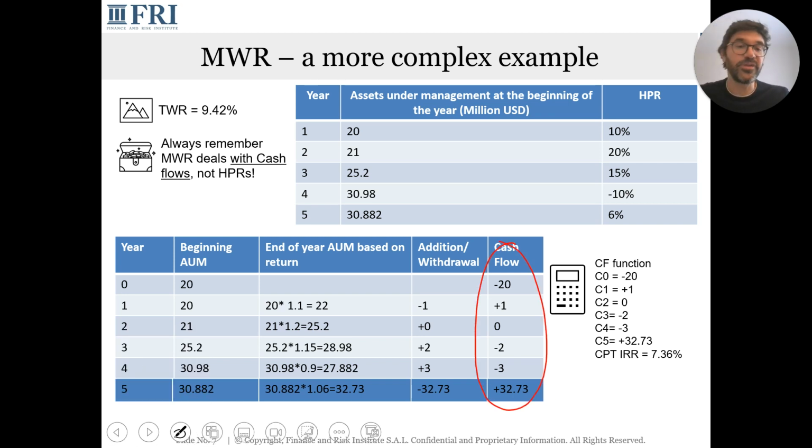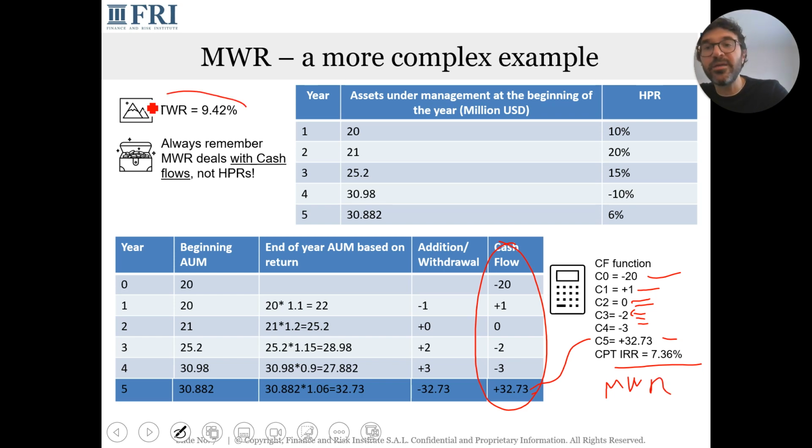money-weighted rate of return. So you open your cash flow function. The initial cash flow C0 is -20, no need to discount that. C1 is +1, C2 is 0, C3 is -2, and remember my comment to include the 0, or else the calculator would think that the -2 is occurring at the end of year 2. And then C4 is -3, C5 is 32.73, compute IRR. IRR is 7.36%. Now, of course, it is lower in that case than the time-weighted rate of return.